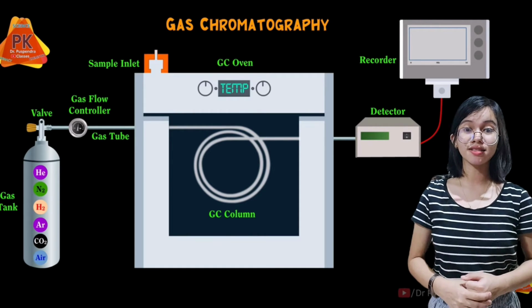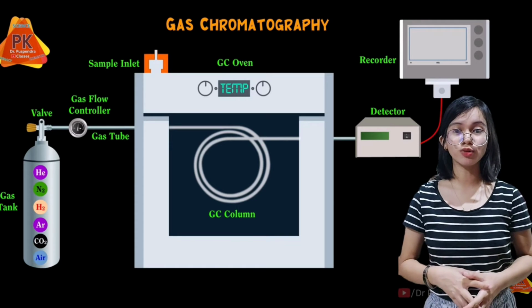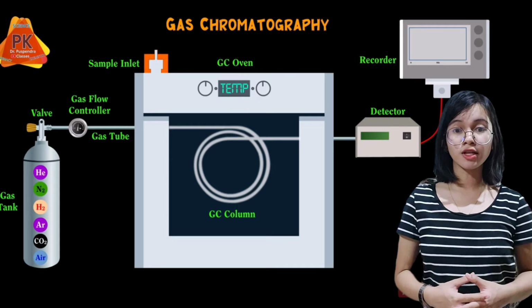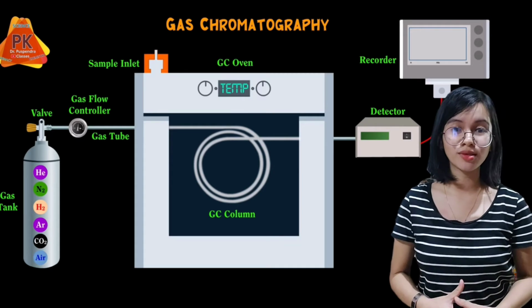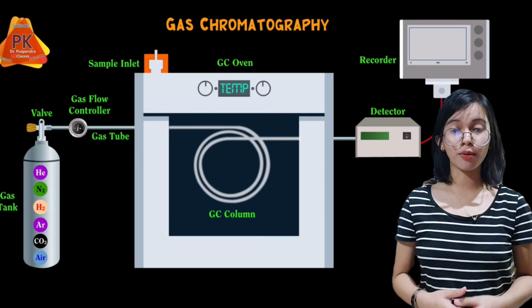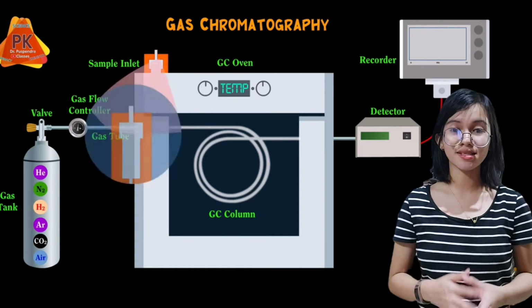If the sample is gas, then a gas syringe will be used. If the sample is solid, then it will be dissolved in a suitable liquid and converted into a liquid sample. If the sample is liquid, then we will inject the sample through a microsyringe at the sample inlet.